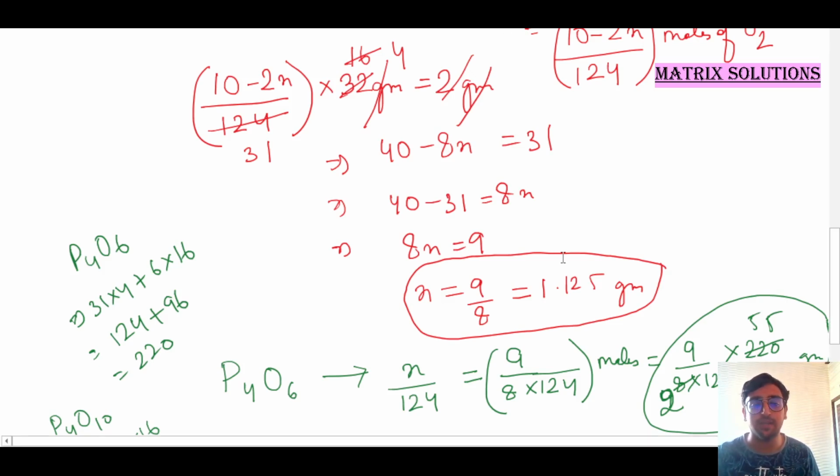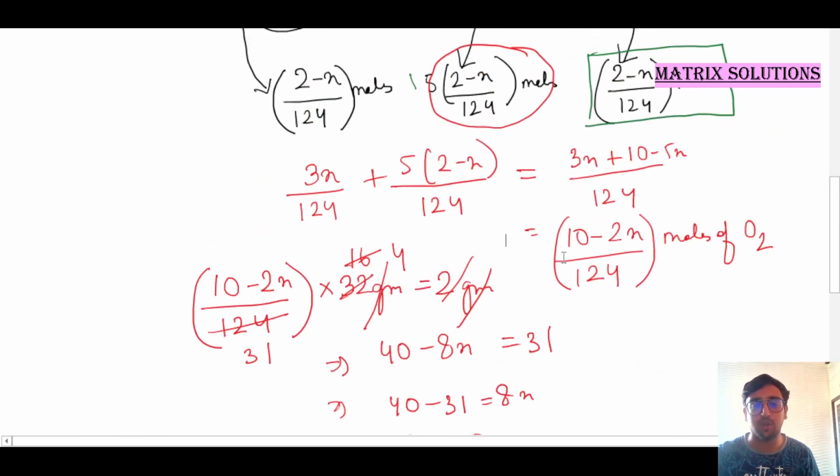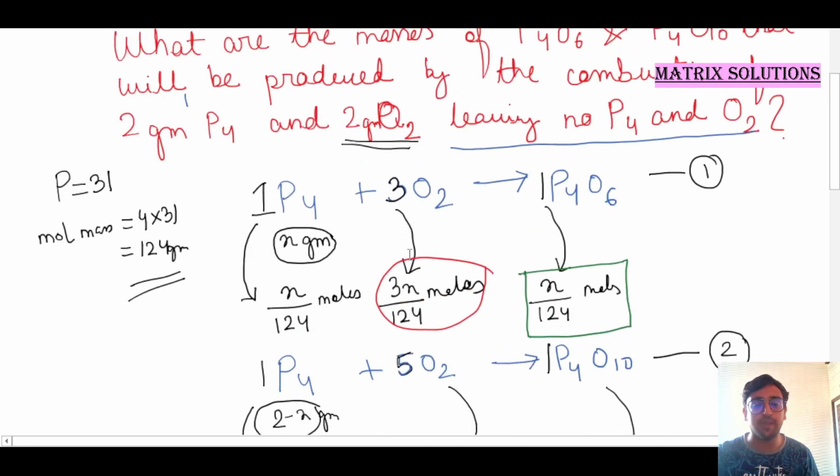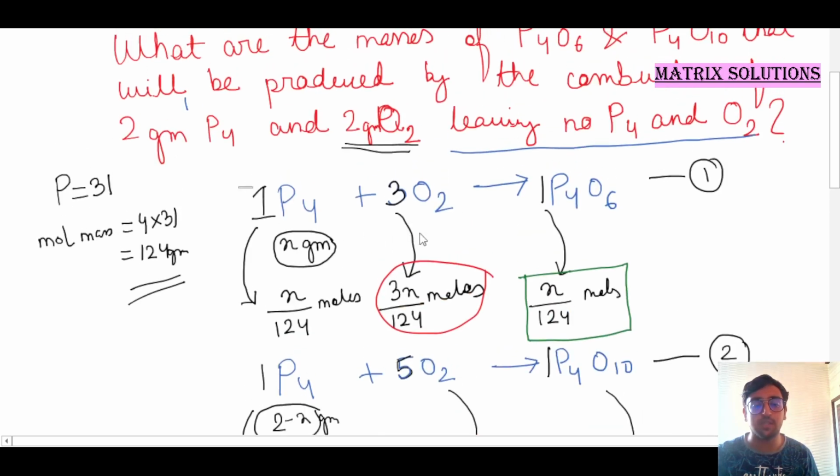The learning point here is that oxides do not always form in one particular order. If I had given you just this part, you would have solved it very easily. But it is a question involving two parts of oxide formation. P4O6 requires 3 parts of oxygen, and P4O10 requires 5 parts of oxygen. So different questions, different things, but the concept remains the same.